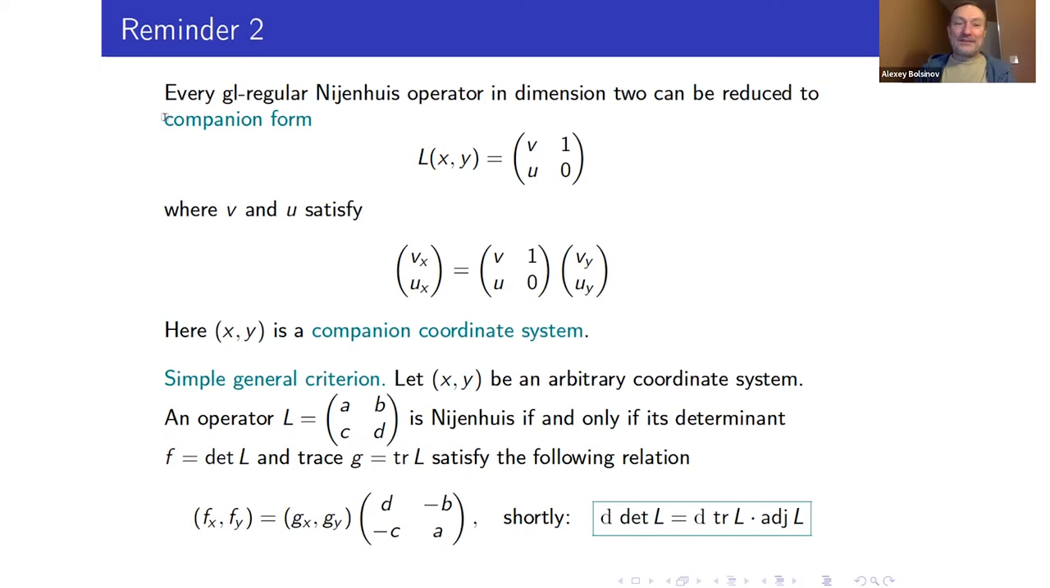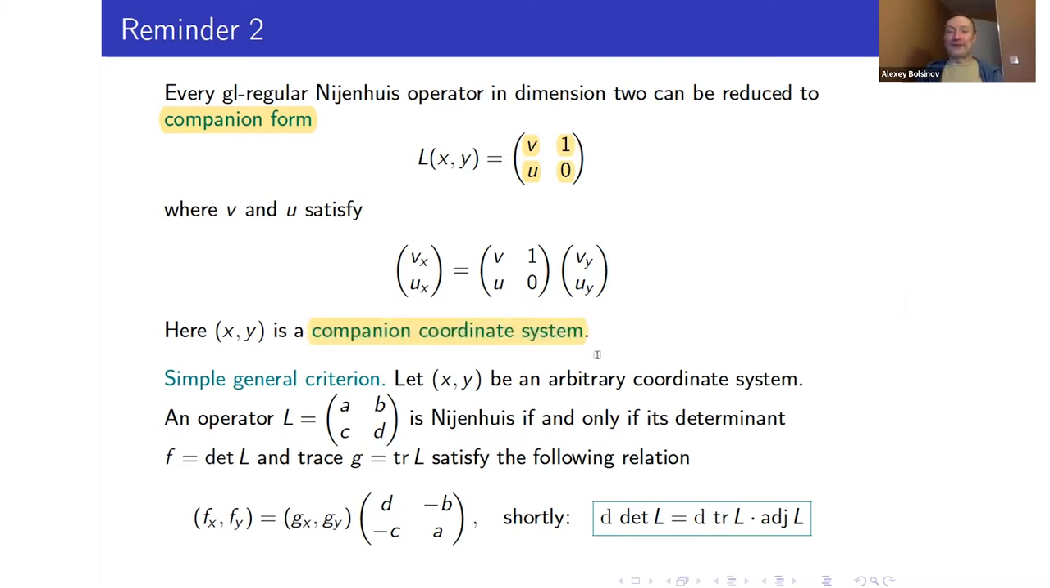The first is the theorem about companion form. Every GL regular Nijenhuis operator can be reduced to the companion form, and in dimension two, it's just matrices of this kind, it's very simple. It depends on two parameters, or two functions, V and U. They are not arbitrary, but satisfy this system of PDEs. What we see here, these formulas are related to a very special coordinate system, the companion coordinate system.